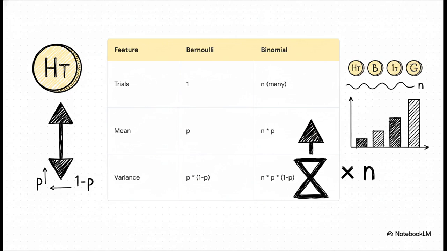Bernoulli is just one trial. Binomial is n trials. And check out the mean and variance. See that? It's the exact same formula as Bernoulli, but we just multiply it by n, the number of trials we're running. It just makes sense, right? The more trials you have, the higher your expected number of successes will be.